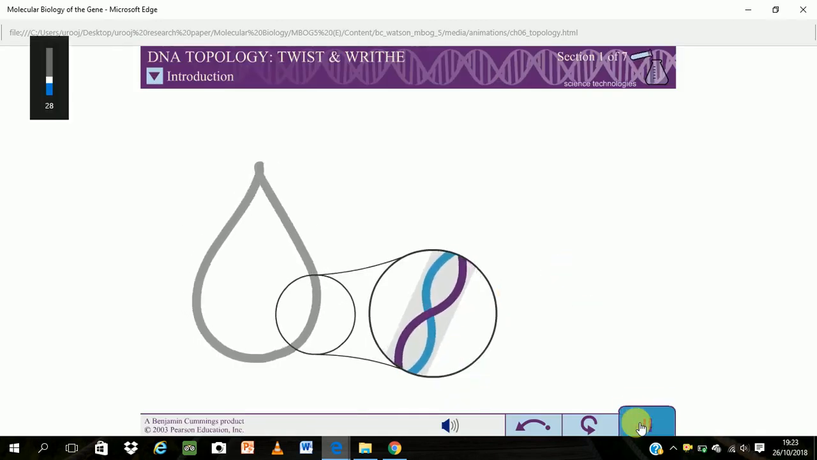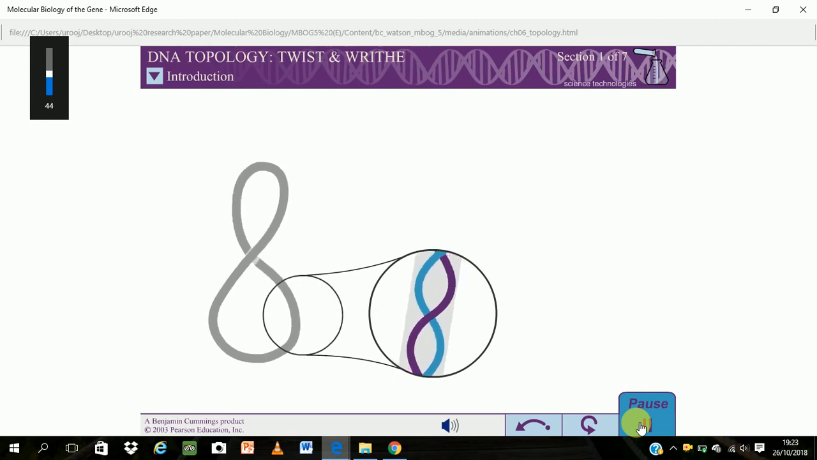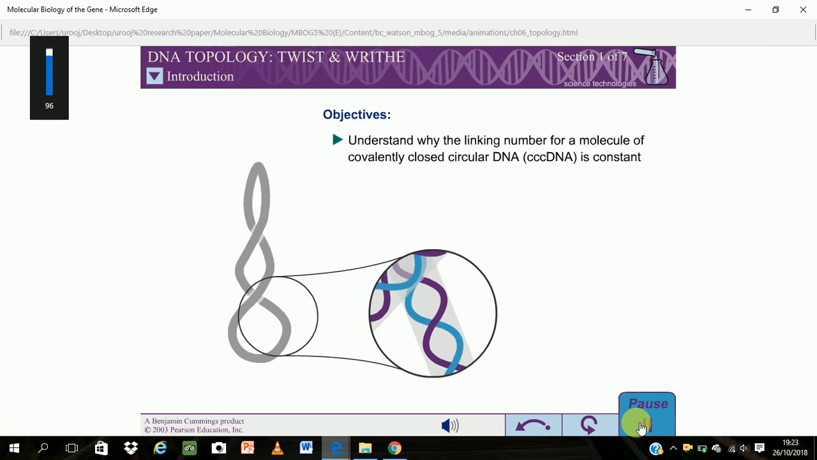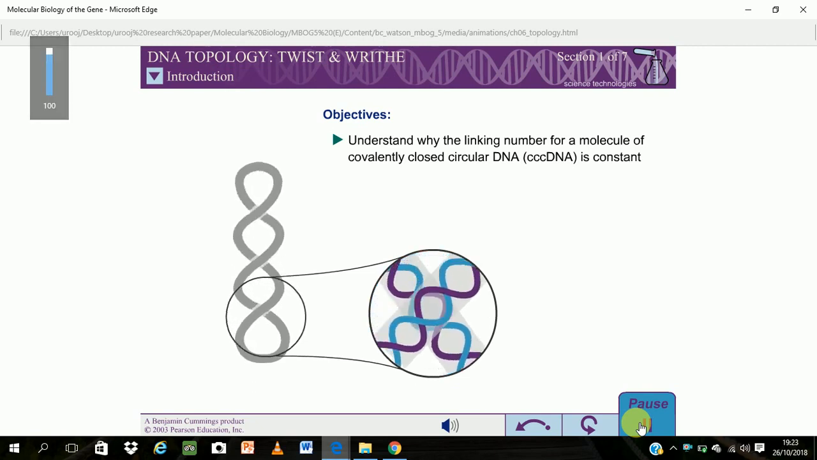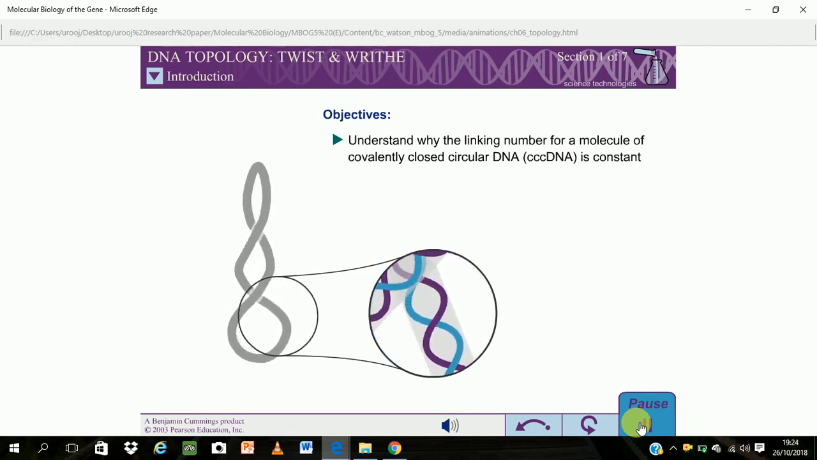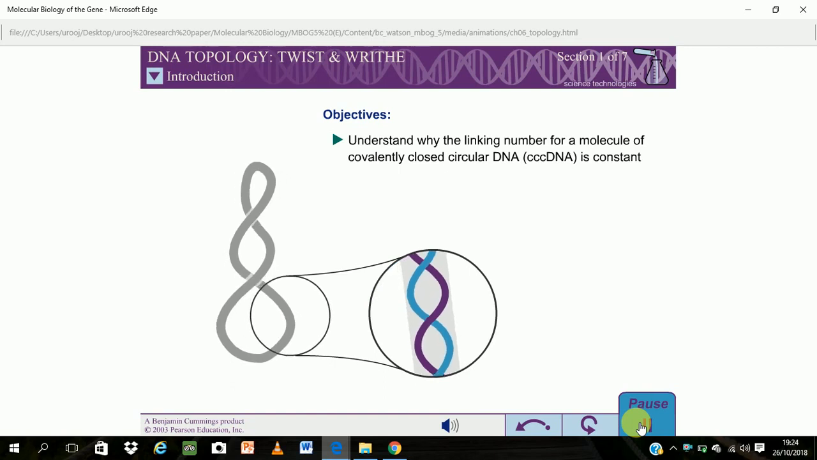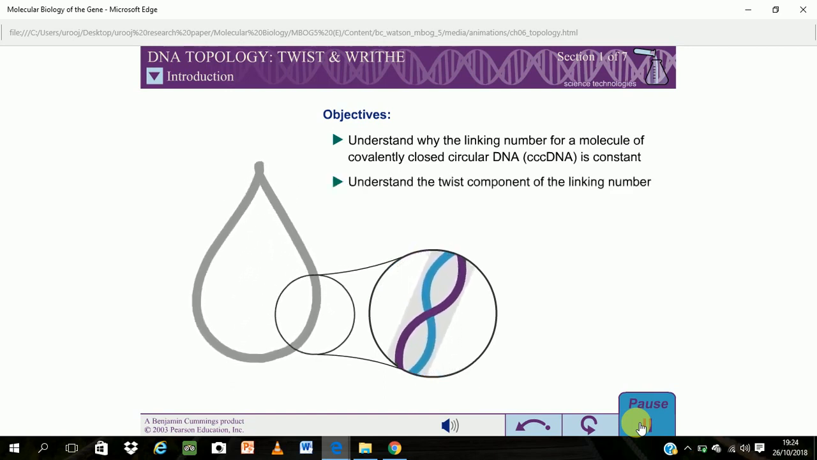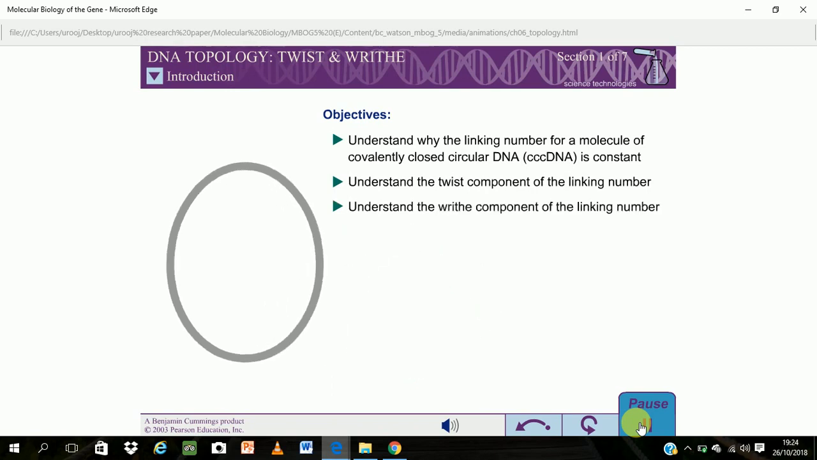Topology describes the coiling of a molecule of DNA. When you have completed this exercise, you should understand why the linking number for a molecule of covalently closed circular DNA, or cccDNA, is constant. Understand the twist component of the linking number. Understand the writhe component of the linking number. And understand how cells utilize supercoiling.